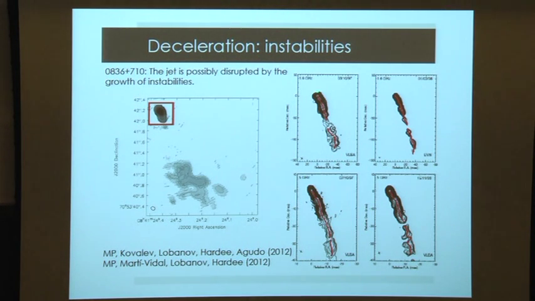But you see that the jet shows some oscillations, and if you combine EVN with MERLIN, you get this structure very far away from the VLBI jet, which is this region here. And this means that eventually these oscillations, which grow with distance, by the way, can disrupt the jet. So still, instabilities can be able to disrupt powerful jets.